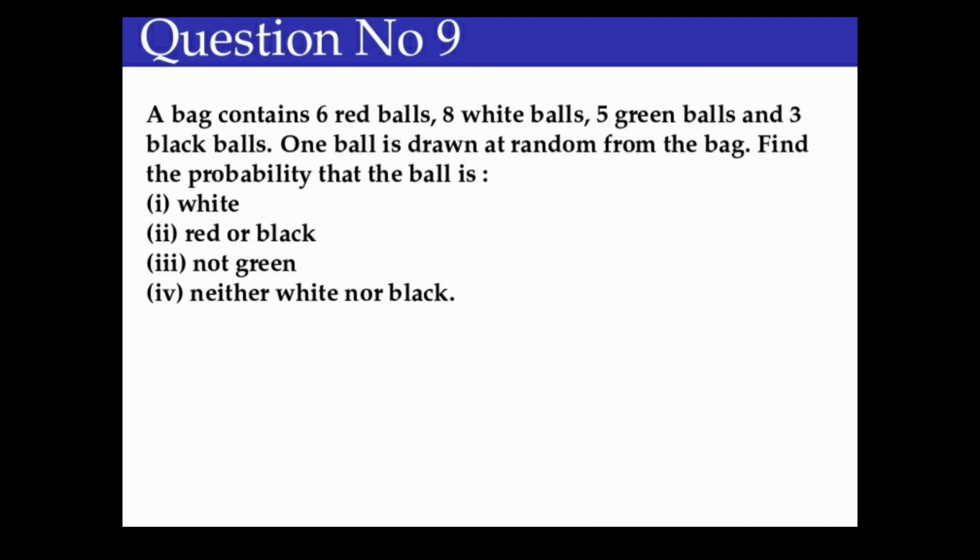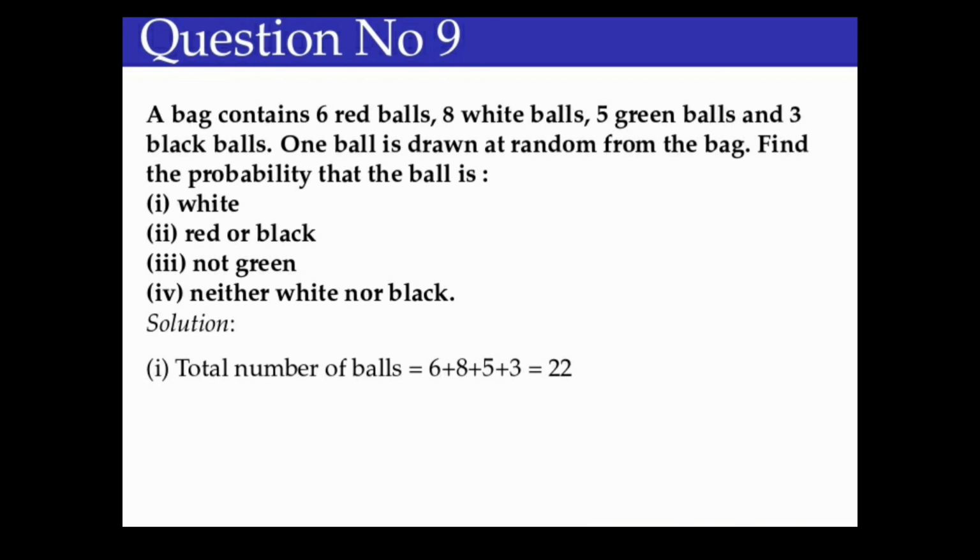So this is question number 9, which says that a bag contains 6 red balls, 8 white balls, 5 green balls and 3 black balls. One ball is drawn at random from the bag. Now what is the experiment here? The experiment is one ball is drawn at random from the bag. That's the experiment. So what is the total number of outcomes for this experiment? It is nothing but the total number of balls in the bag, which is 6 plus 8 plus 5 plus 3, which is 22, because the ball you picked can be a red or green or white or black ball.